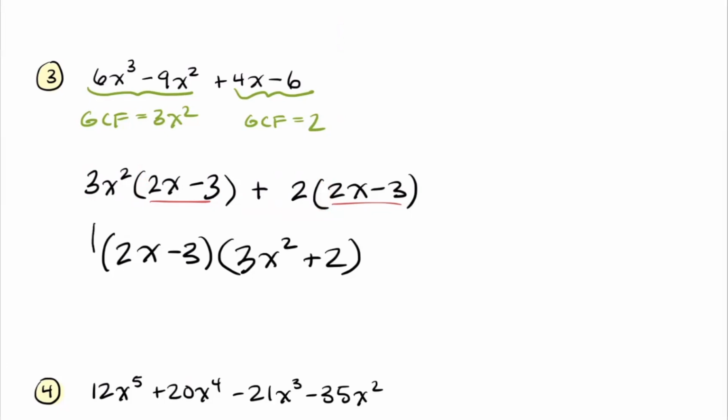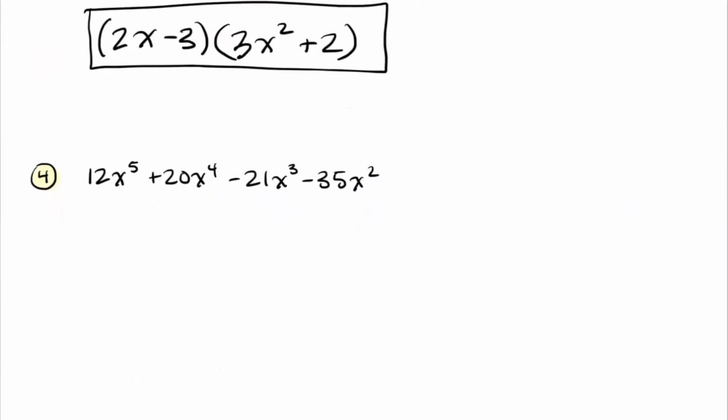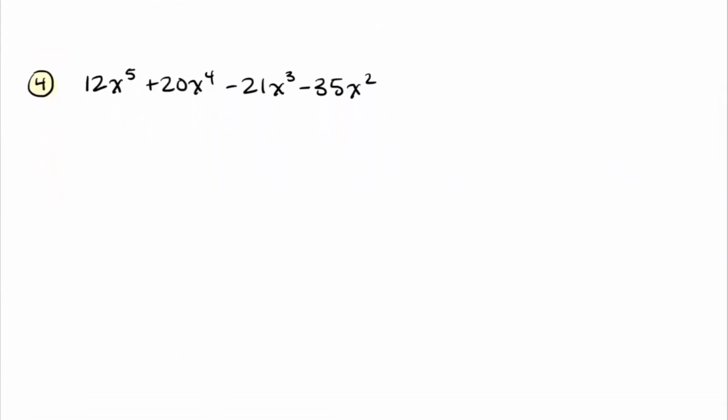Now, none of these are factorable further, so this will be our final factorization. All right, last example here, 12x to the 5th plus 20x to the 4th minus 21x cubed minus 35x squared.